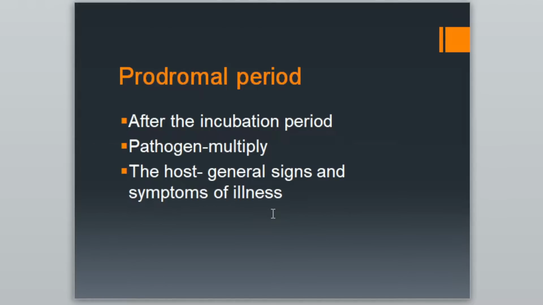Now coming to the prodromal period. The prodromal period occurs after the incubation period. Clear? During this phase, the pathogen continues to multiply and the host begins to experience general signs and symptoms of illness, such as fever, pain, soreness, swelling, inflammation. These are your general signs of illness. And this happens due to the activation of your immune system.